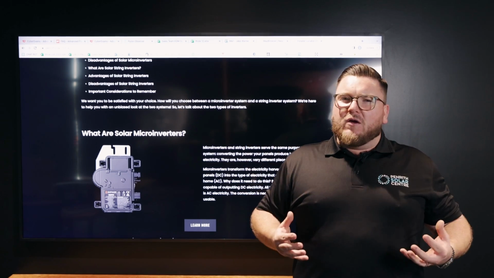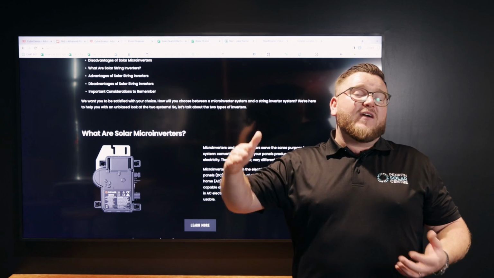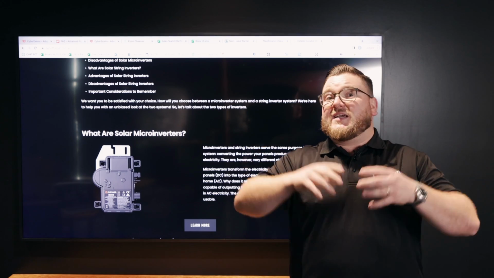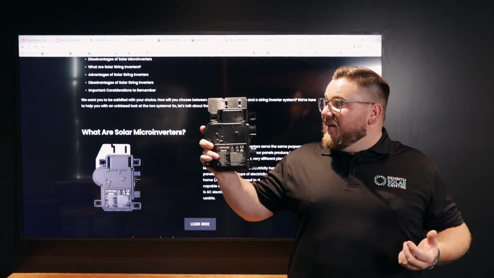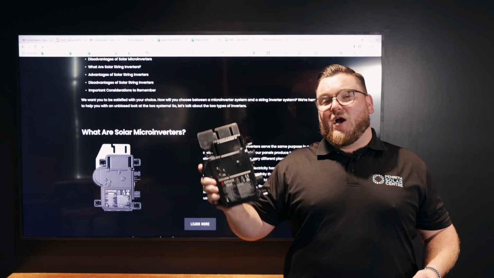Now, an Enphase microinverter is actually somewhat similar. The difference is they're very hidden. So an Enphase microinverter is essentially decentralized. This is a microinverter. In fact, it's the new Enphase IQ8 AC microinverter.